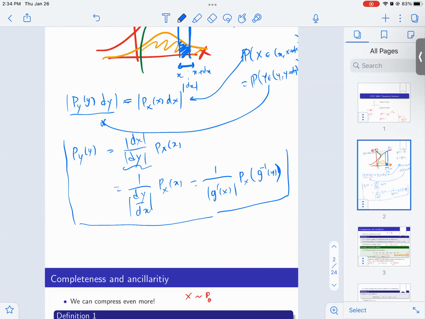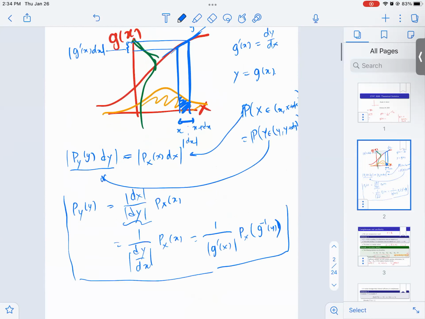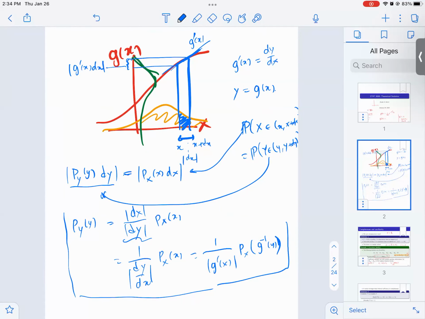Okay, so you just have to figure out that the probabilities are the same, and then the probabilities in terms of the densities would look like this, and you just have to figure out how the length here would transfer to the length there.